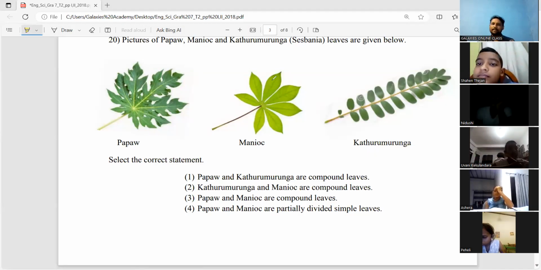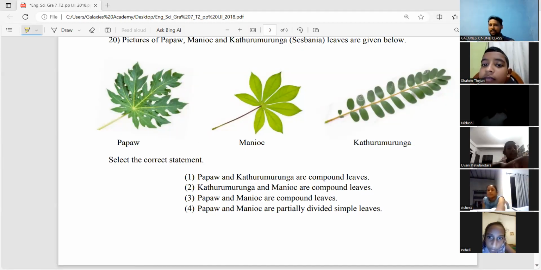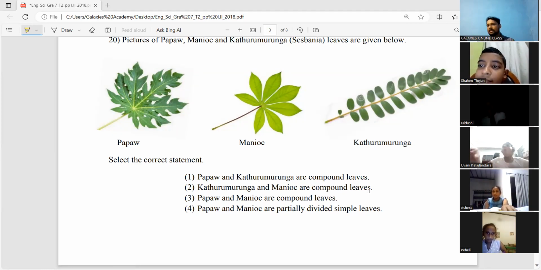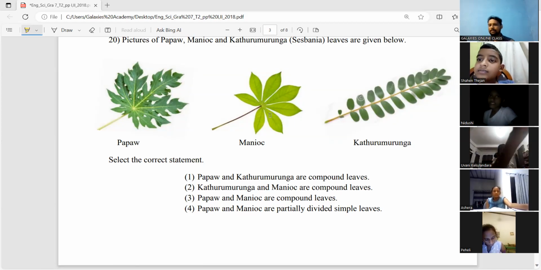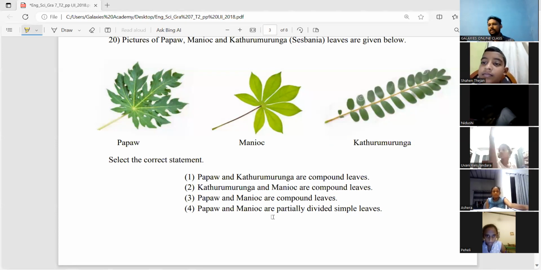Right? Then look at the given statements. You have to select the correct statement. Papu and Kakuru Murunga are compound leaves. Is it correct or incorrect? It is incorrect, no? These 2 are simple leaves. Kakuru Murunga and Manioc are compound leaves. Is it correct? Manioc is the simple leaf. Kakuru Murunga is a compound leaf. Papu and Manioc are compound leaves. Incorrect, no? The last one, Papu and Manioc are partially divided simple leaves. It is correct.